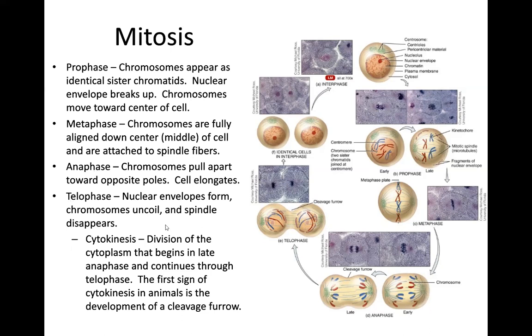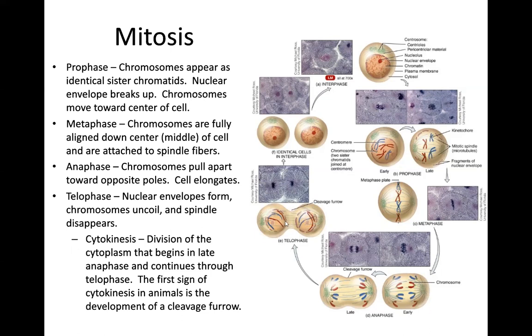And then telophase is where we start to reform the two new cells. So the chromosomes will start to go away. By the time telophase is over, we are left with that chromatin material again. So the chromosomes have gone away. The nuclear envelope starts to form. Those spindles, those microtubule spider legs, start to disappear.